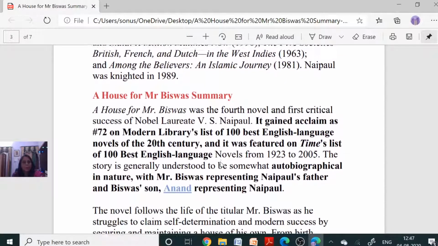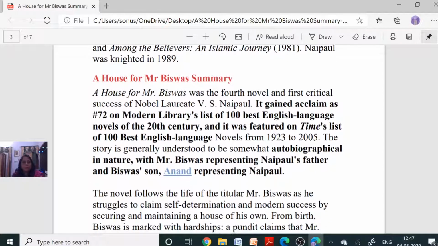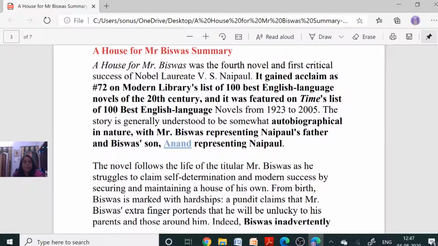So we know it's his fourth novel, and it was a success. It gained acclaim as number 72 on the Modern Library list of 100 best English language novels of the 20th century. So it has an important place among the best English language novels. It was featured on Time's list of 100 best English language novels from 1923 to 2005. This novel of V.S. Naipaul is autobiographical in nature because the titular character, Mr. Biswas, represents Naipaul's father, and Biswas' son Anand represents Naipaul himself.